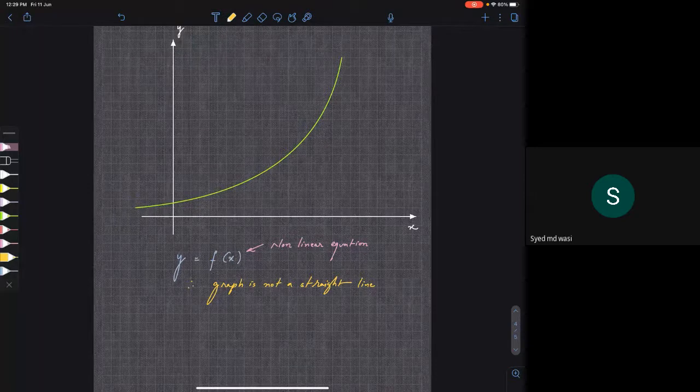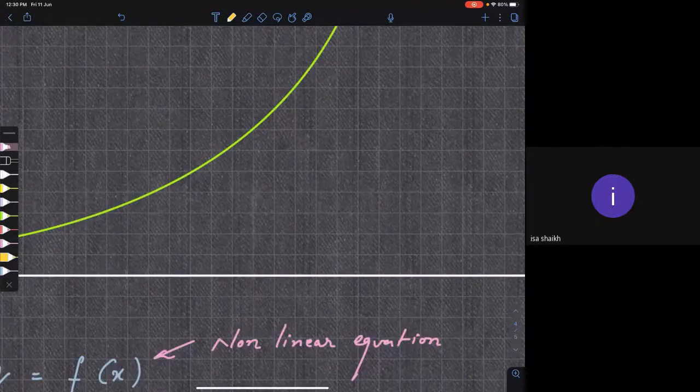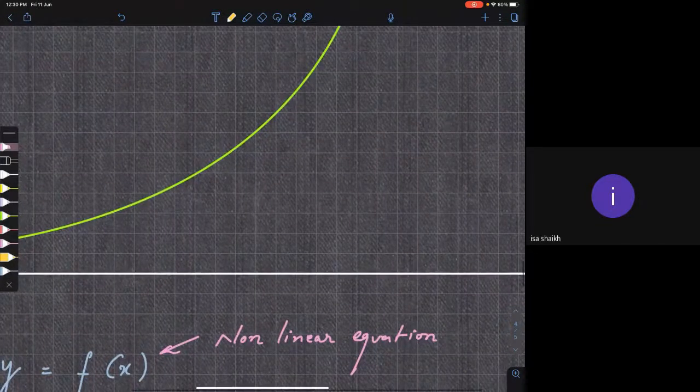Do you agree? Yes, sir. But if you want to find the slope and use the formula of delta y by delta x, you need to have a straight line. Do you agree? Yes. But this is not a straight line. But you know that if you take a very small part of a big curve, it will be a straight line. Do you agree? Yes, sir.